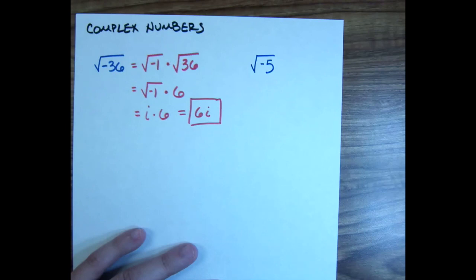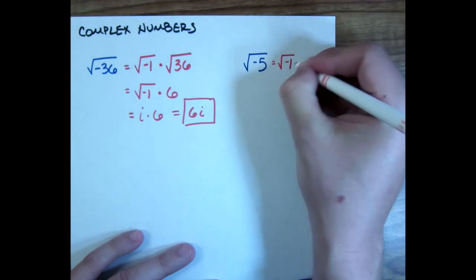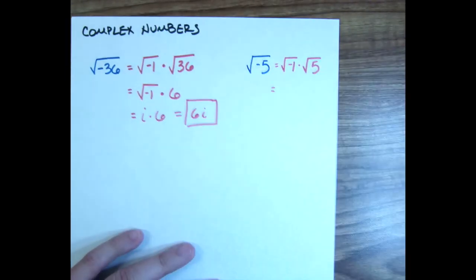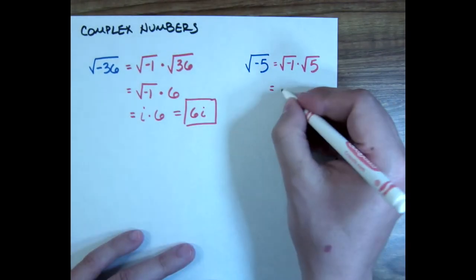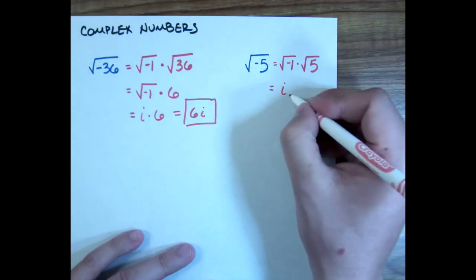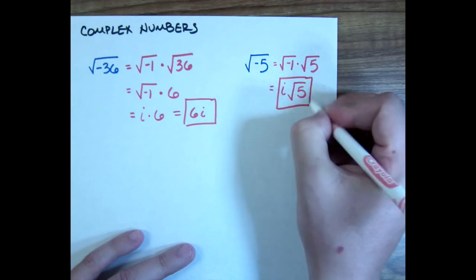So this one's not a perfect square, but we still separate it: the square root of -1 and the square root of 5. Now the square root of -1 we just said is i. The square root of 5 cannot be simplified. 5 is a prime number. This is the best we can do. So i root 5, done, answer.